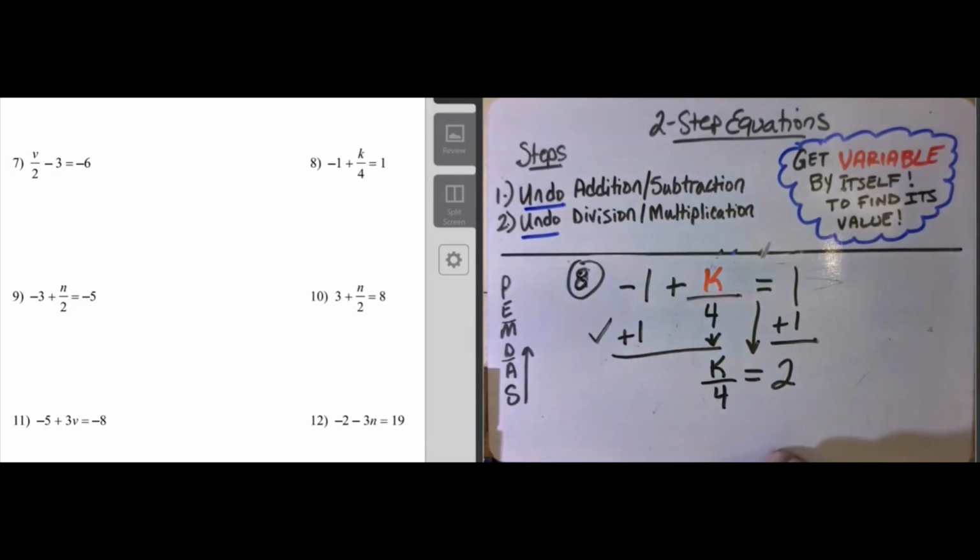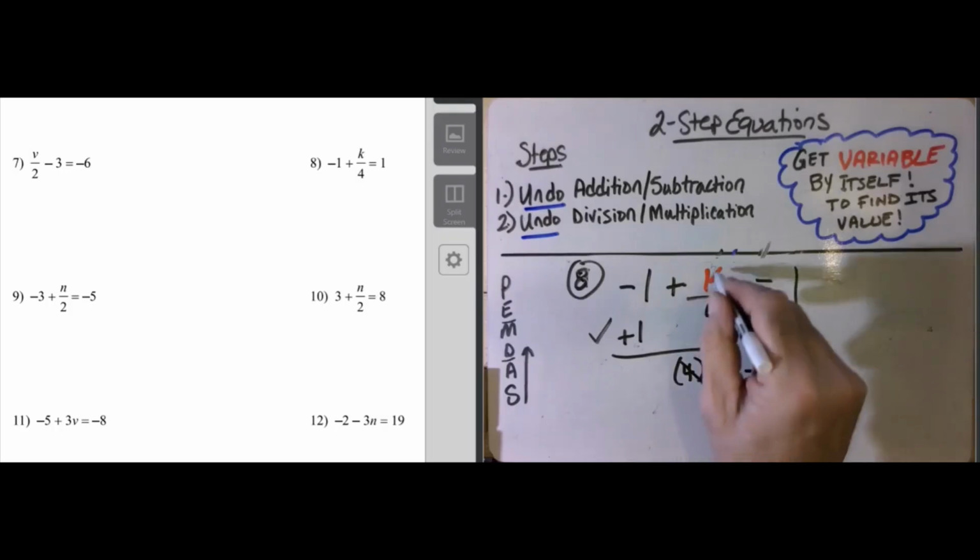Second step, let's undo the division and multiplication. Okay, so they're dividing here. K divided by 4, so we're going to multiply. We're going to multiply by whatever is on the bottom. And whatever you do on one side, you need to do to the other. 4 over 4 equals 1, so we can cross those out. That leaves us with k equals 8. So we have found the value of the unknown.